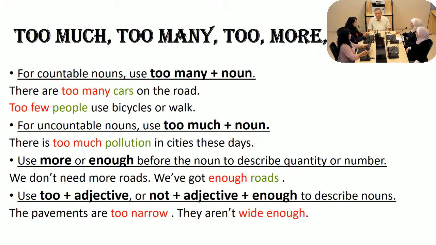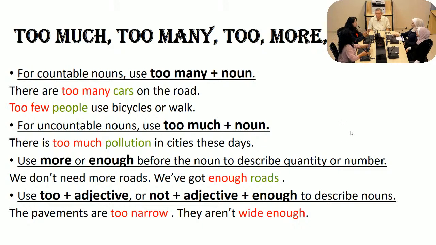We use more or enough. Here they have to understand the meaning. More is something we need, or we haven't got enough before the noun. We haven't got enough roads, for example. We don't need more roads. We've got enough roads. So before the noun we describe a quantity or number. We use too with adjectives, like I have just mentioned, too crowded, too noisy. The pavements are too narrow. They aren't wide enough. This is the expression, adjective plus enough, not wide enough, not tall enough, so we need more. They need to understand.